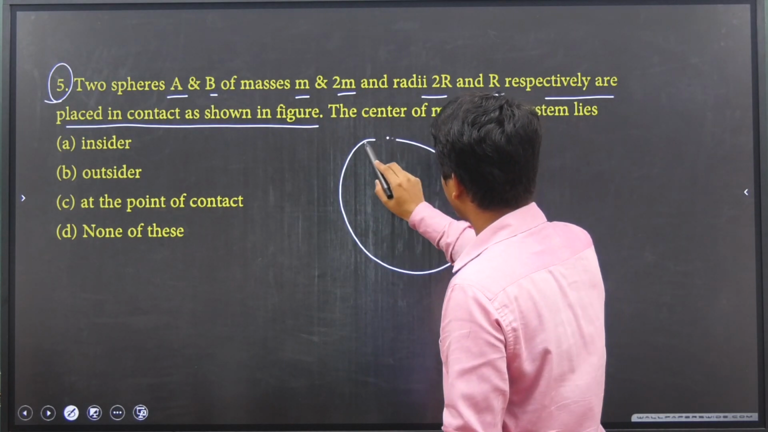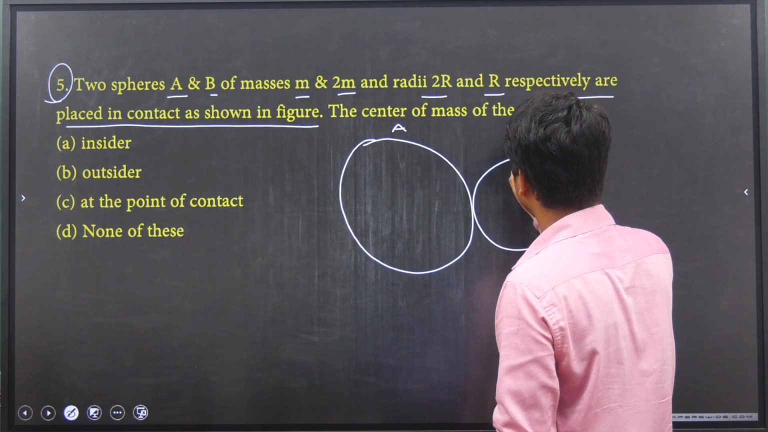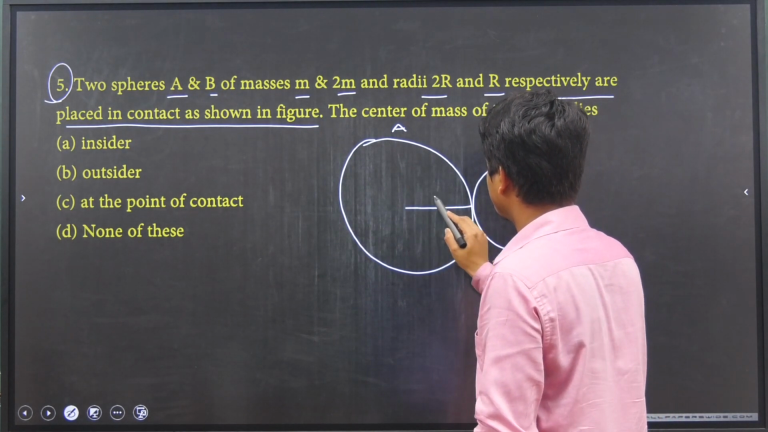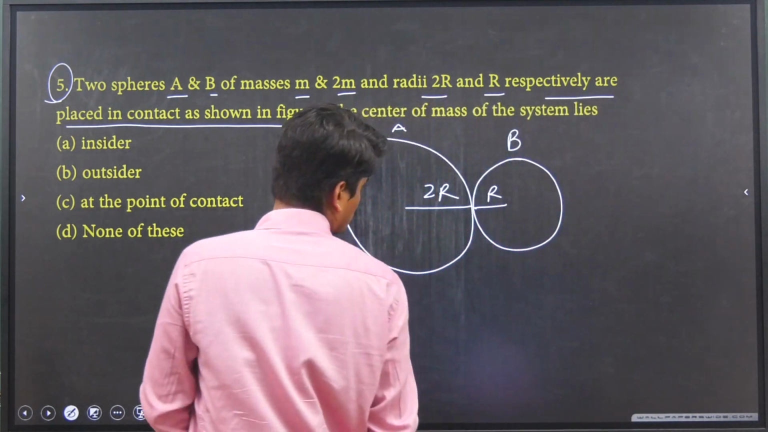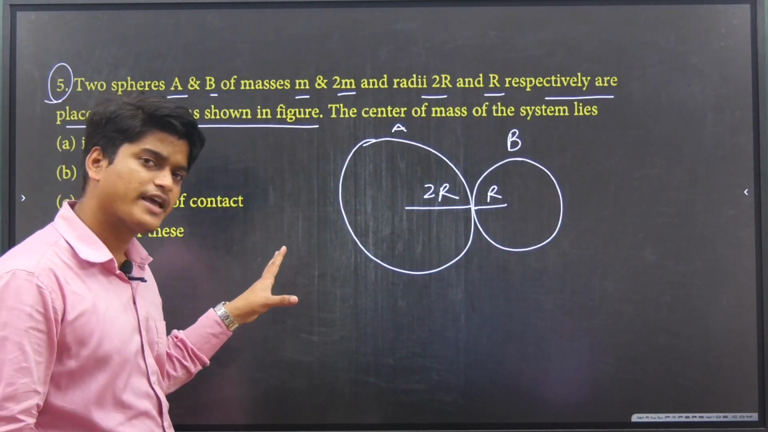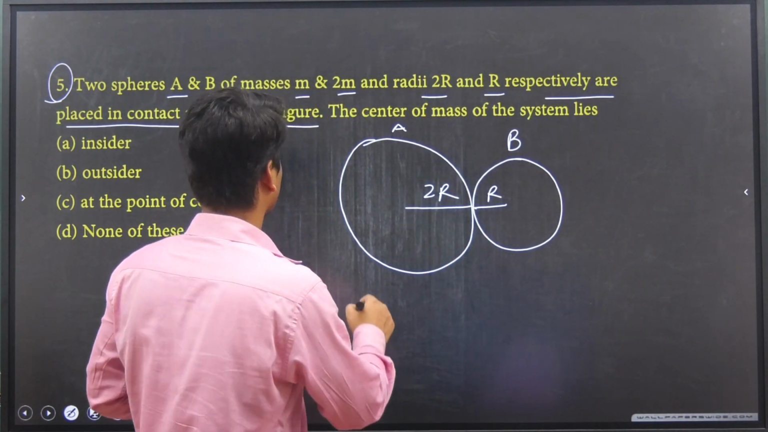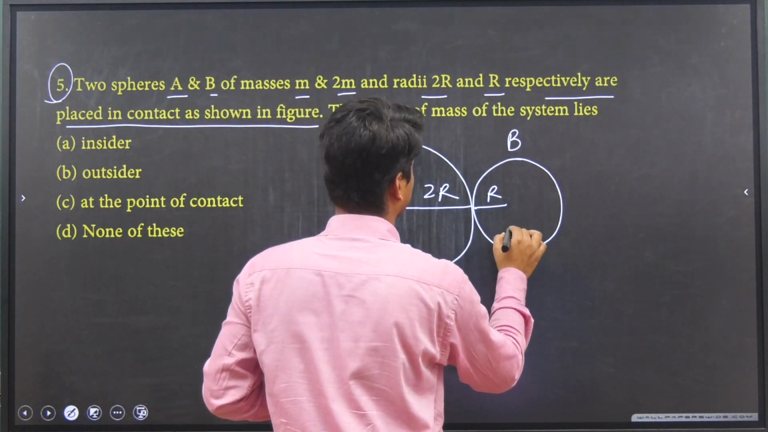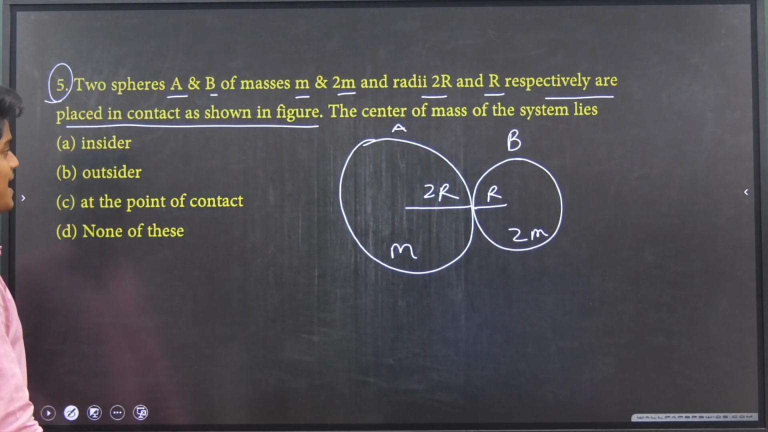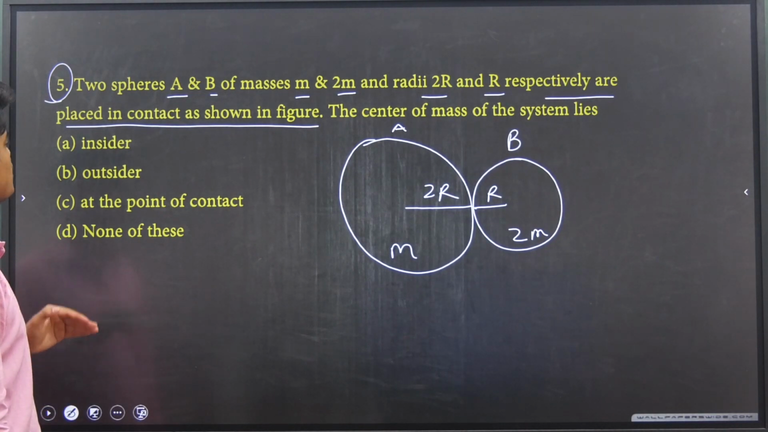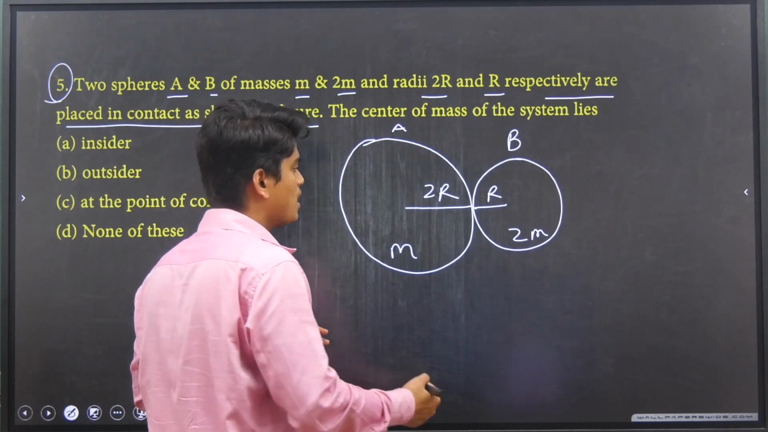Now here a mass is there, suppose a sphere A, and another sphere is there, B. So from here to here, the distance is how much? It is 2r, and here to here it is how much? r. So I hope you understand. So two spheres are there. One is 2r, one is r radius. And here one is having mass m, and this one having radius r, sorry, mass is 2m. Now they are asking where the center of mass of the system lies: inside, outside, at the point of contact, none of these, like that they are writing. Now listen here.